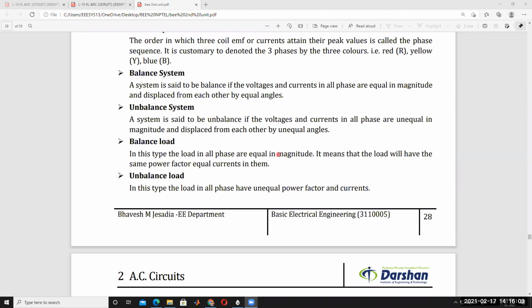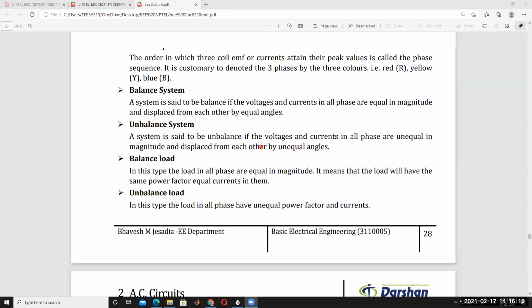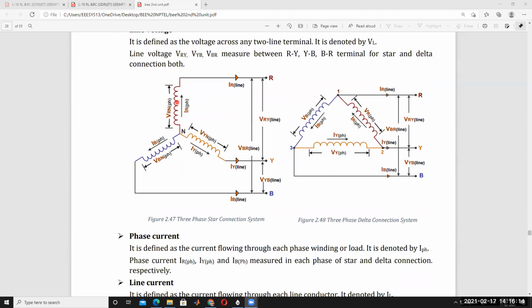Also, the power factor of all loads must be the same, which means the angles phi 1, phi 2, phi 3 must be the same. For example, this is considered one load, and another load, and so on. The load angles must all be the same: phi R is equal to phi Y is equal to phi B. Otherwise, Z1, load 1, load 2, load 3 have different angles, phi 1, phi 2, phi 3.